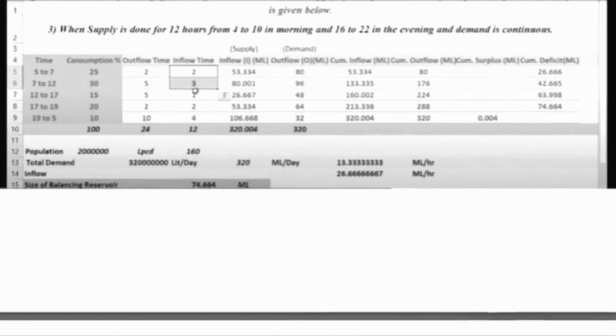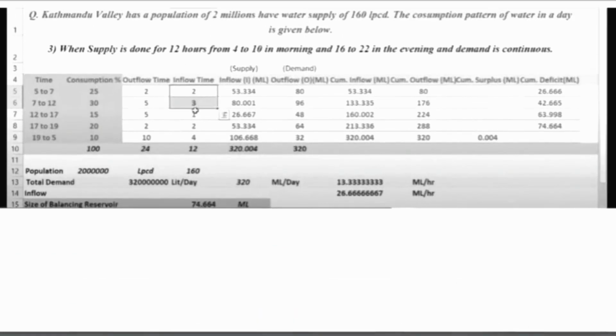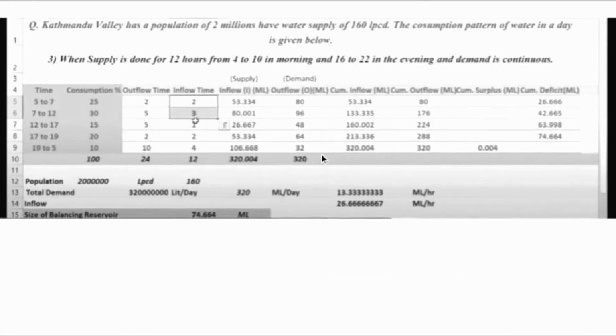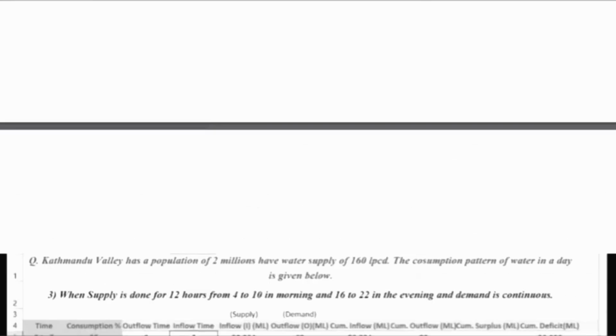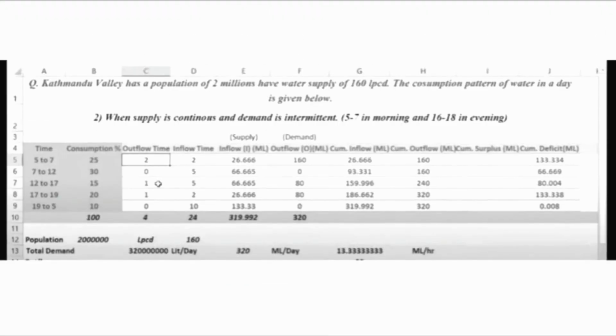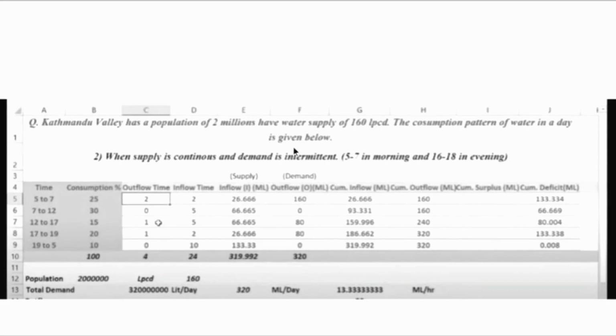Likewise, we can calculate all the problems of the balancing reservoir, impounded reservoir, or service reservoir, by using the analytical method, that is by using the formula: maximum cumulative deficit plus maximum cumulative surplus, and the other is the graphical method, the mass curve method.